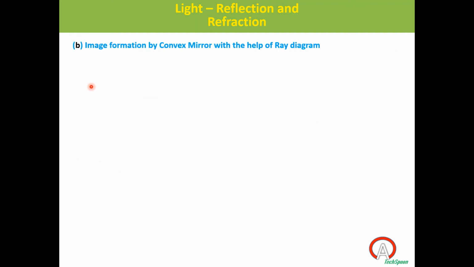Now what we discussed is image formed by the concave mirror. Next we are going to discuss image formation by the convex mirror. Yes, your confusion is going to start now. Image formation by convex mirror with the help of a ray diagram. Write down: the image formation by convex mirror with the help of a ray diagram.